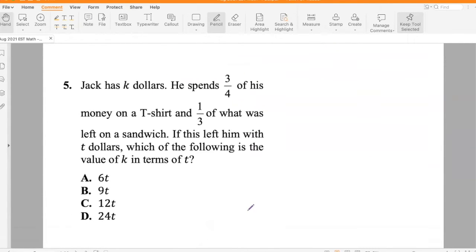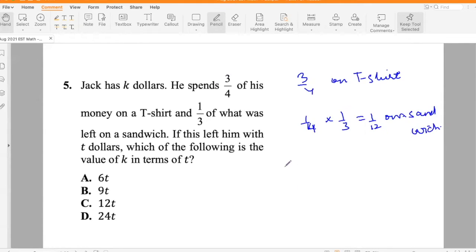Jack has K dollars. He spends 3/4 of his money on a t-shirt and 1/3 of what was left on a sandwich. Okay, so he spends 3/4 on a t-shirt. So he's left with 1/4 and he spends 1/3 of that. So 1/12 he spends on a sandwich.